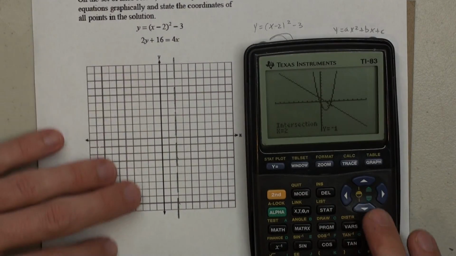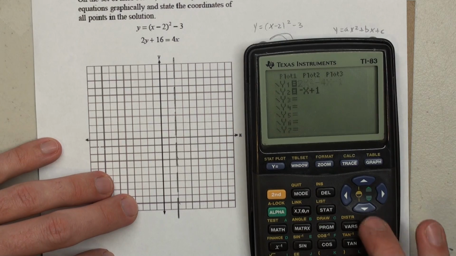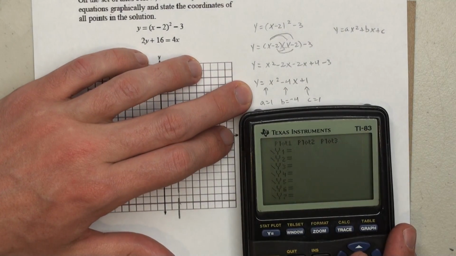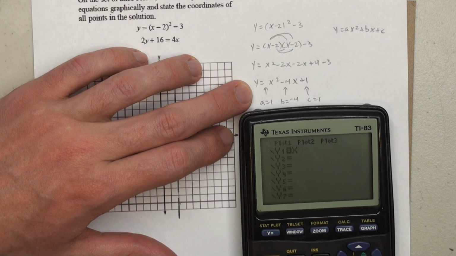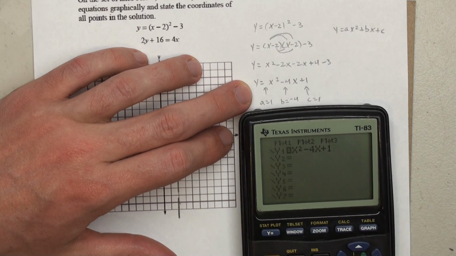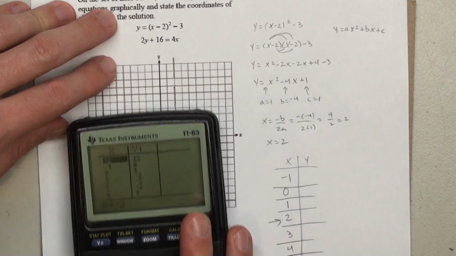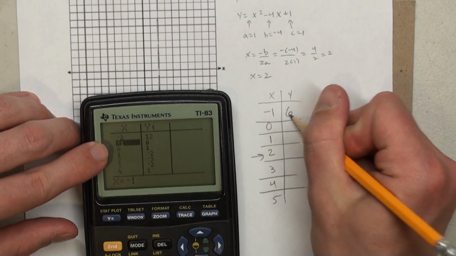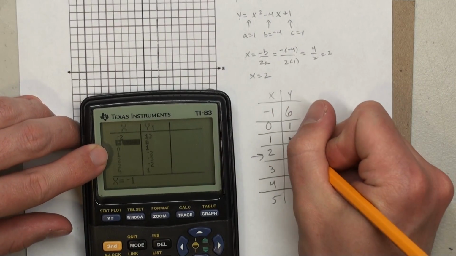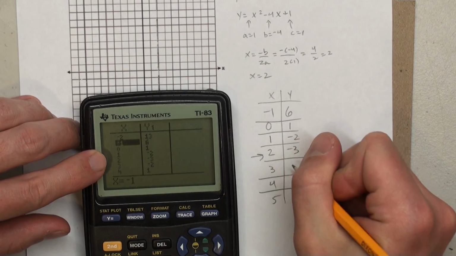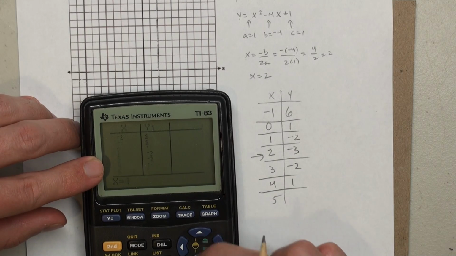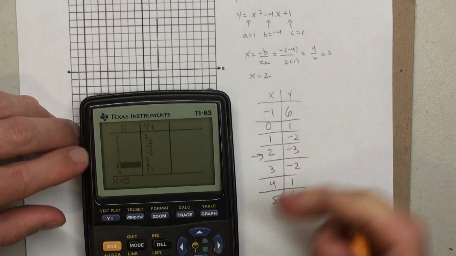And then I look at my table, I mean. So x squared minus 4x plus 1. Second table. Negative 1, 6. 0, 1. 1, negative 2. 2, negative 3. 3, negative 2. 4, 1. 5, 6.